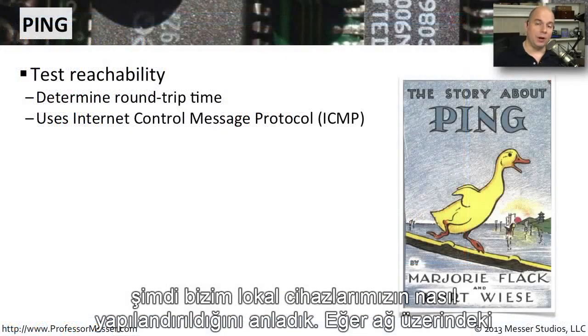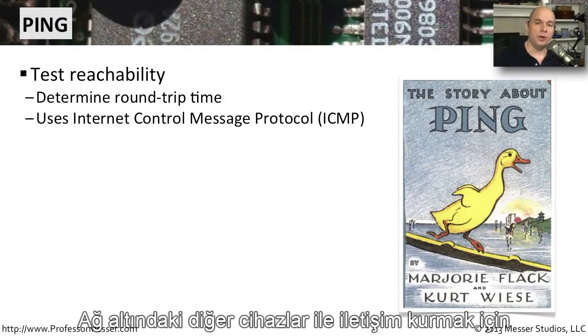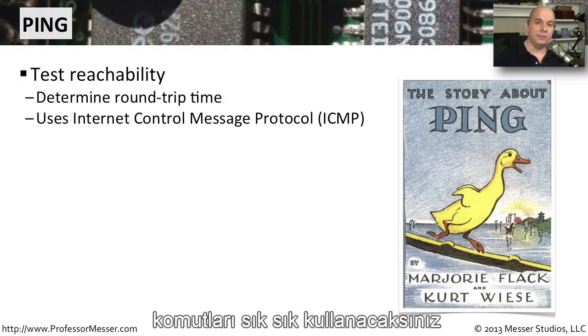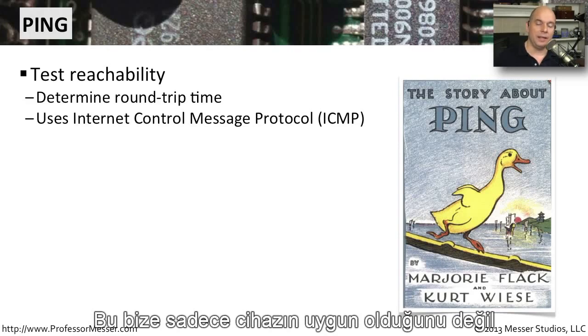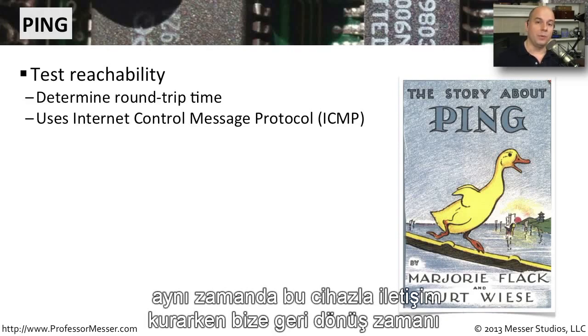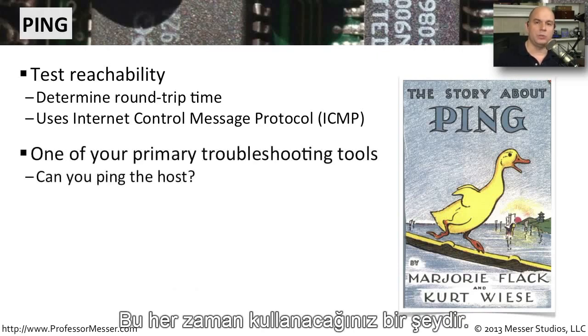Now that we understand how our local device is configured, it would be nice to know if we were able to communicate out on the network to other devices. You would commonly use a command called ping to determine if another device happens to be accessible on the network, because it can then repeat back to us, or echo back to us, a reply to a message. This will tell us not only if a device is available, but it will also give us an idea of round trip time to be able to communicate to that device. This is something you will use all the time.